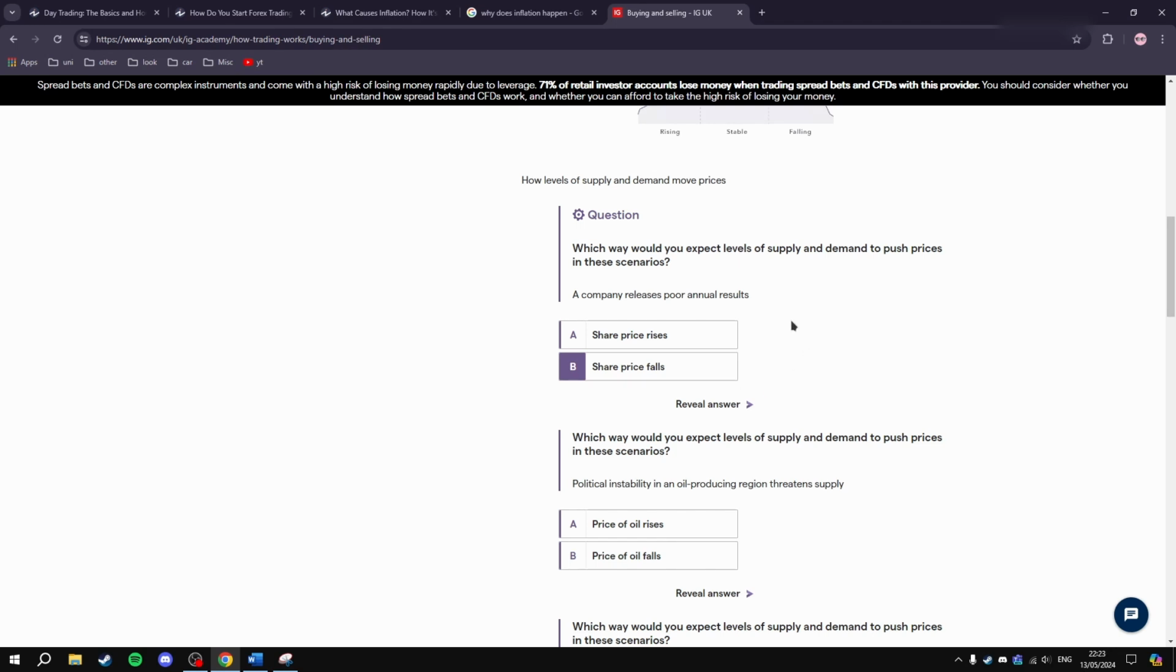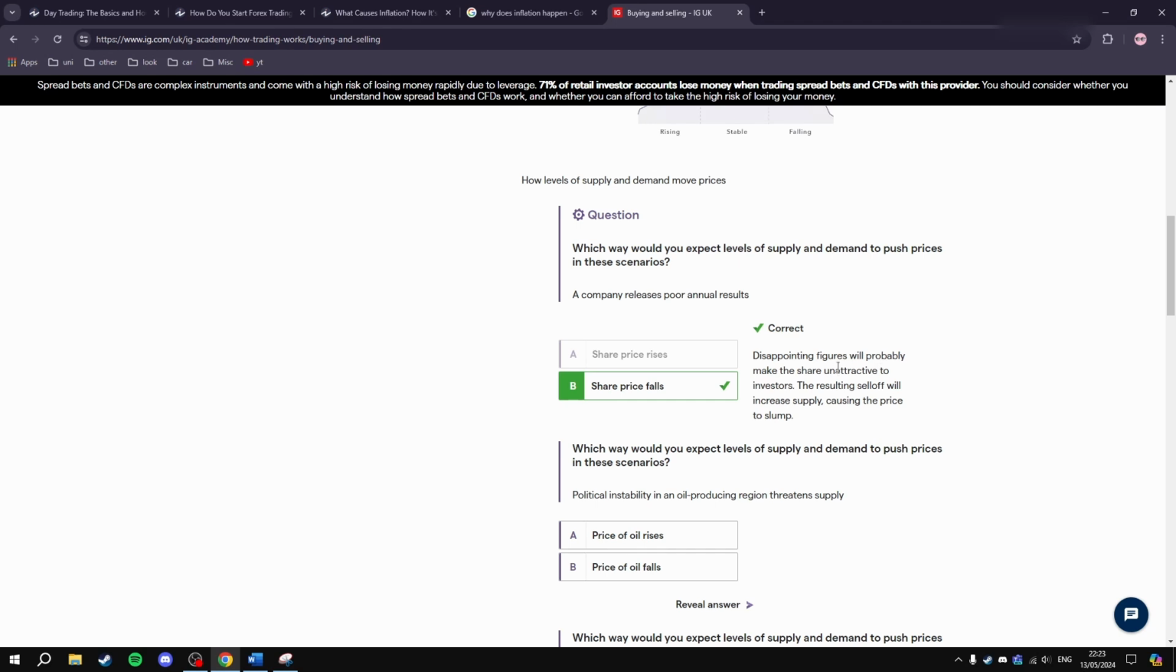Oh no. So if poor annual results come out, that means the company isn't doing as well as it should be. So investors will be like, should I really put my money into this company if it's not doing as well as I think it would? So some of them would be doubtful and begin to pull out. The amount of shares available is still the same, but as more people pull out, the demand for the shares decreases. So if the demand decreases but the supply is still the same, then the price falls.